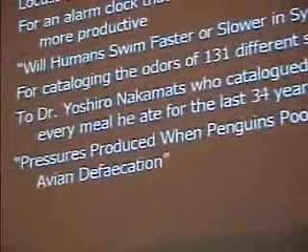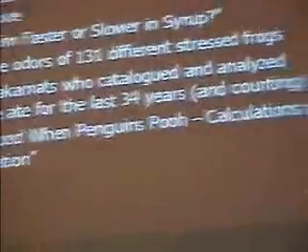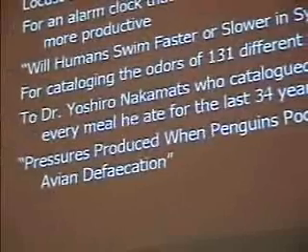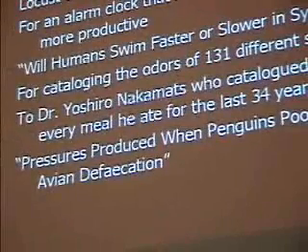And fluid dynamics, an article entitled "Pressures Produced When Penguins Poo, Calculations on Avian Defecation." And who says research isn't fun or interesting? Okay.